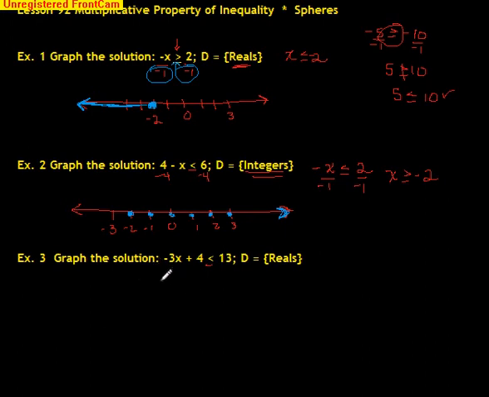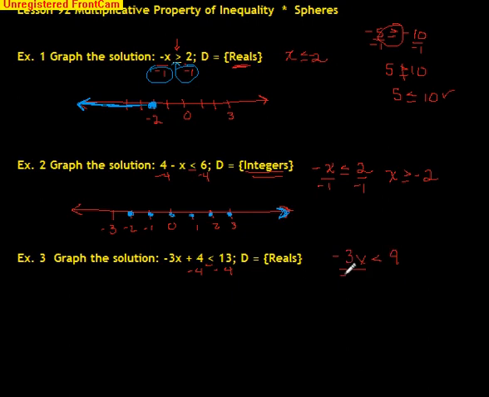Alright, graph this solution. This time we want to subtract 4 from both sides, trying to get the x by itself. So we get negative 3x is less than, and this time it would be 9. We subtract 9 from 13. Here we go. This is the tricky part.